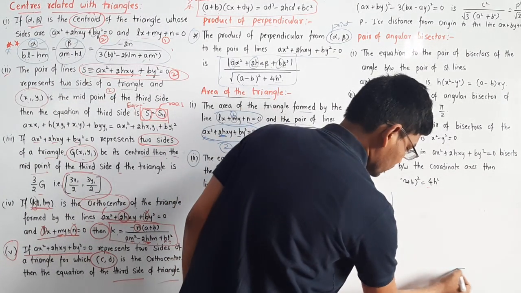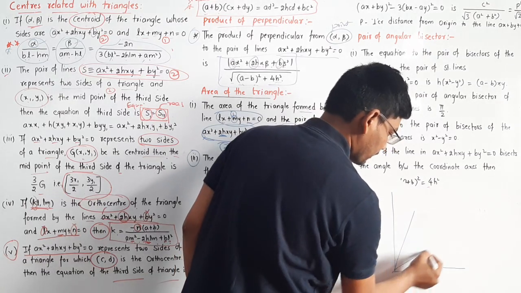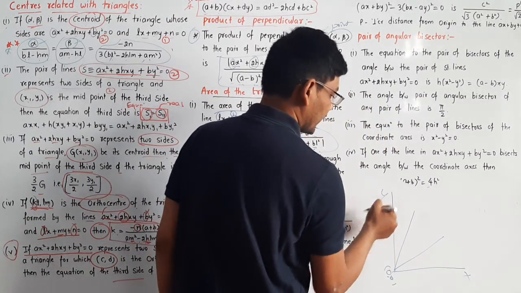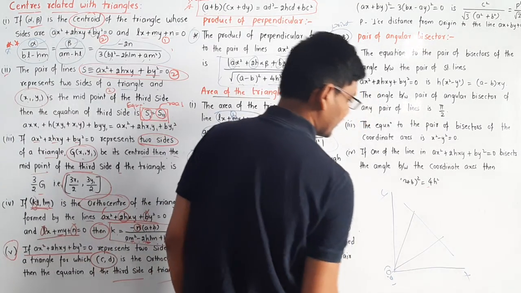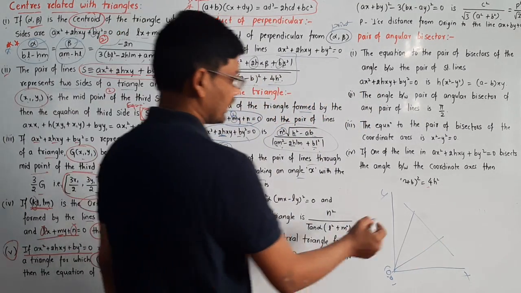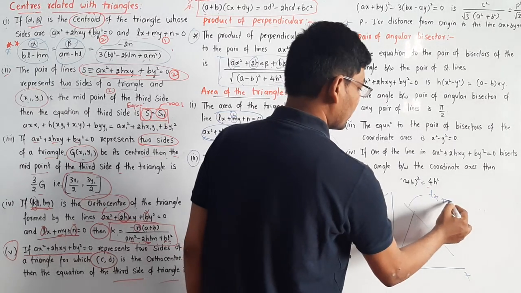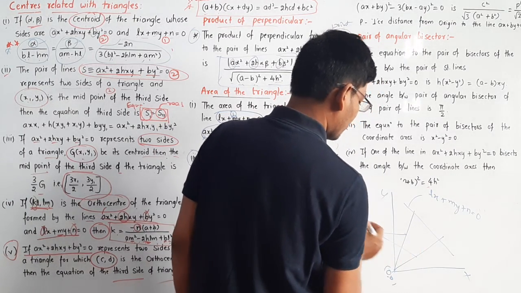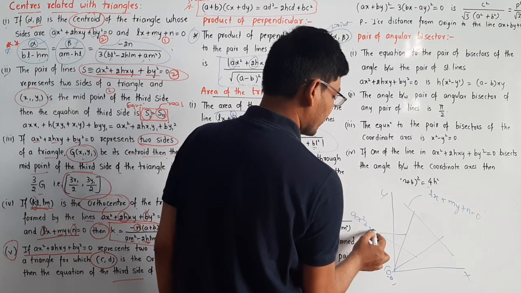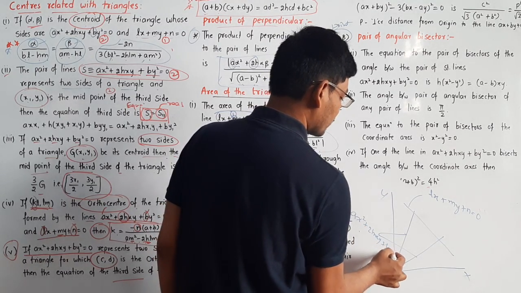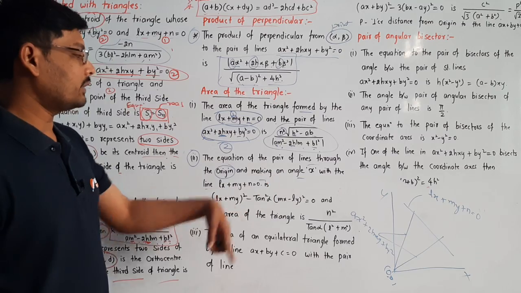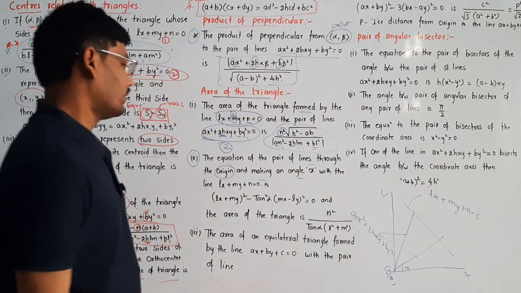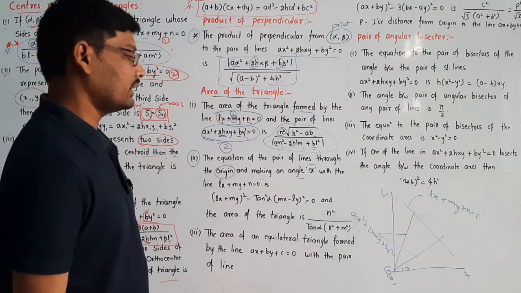Here this is the coordinate axis and this is a pair of straight lines passing through the origin. This is (0, 0), this is x and y, and a line Lx plus My plus n is equal to 0. These two lines are a pair of straight lines, that is ax square plus 2hxy plus by square is equal to 0. Now it is making an angle alpha with the line Lx plus My plus n.